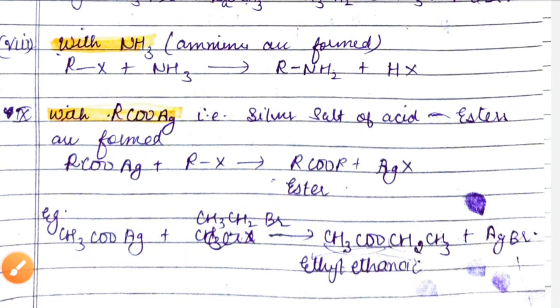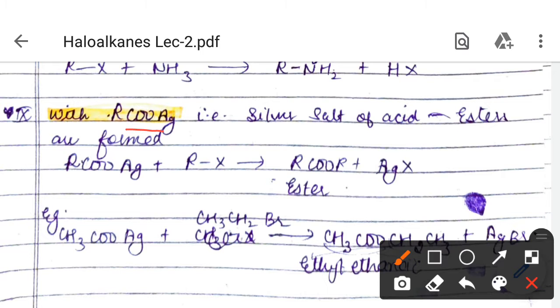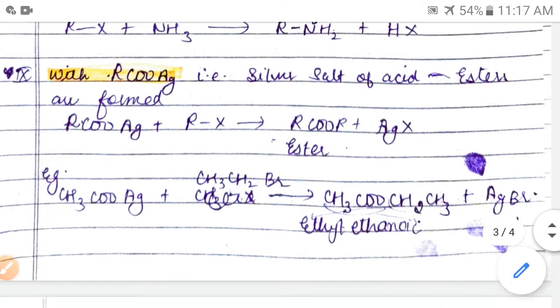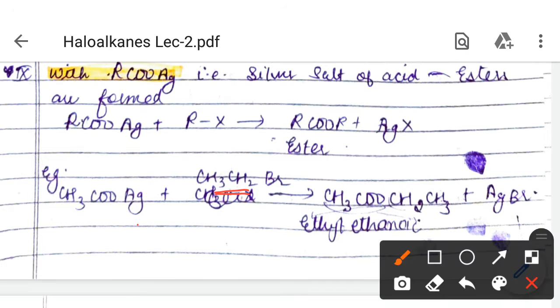And then, if we use the silver salt of an acid, RCOOAg, that is the silver salt of acid, then esters are formed, that is RCOOAg plus haloalkane gives esters RCOOR. Taking up a particular example, instead of R we use CH3, then we get silver acetate, with CH3CH2Br, then we get CH3COOCH2CH3, that is this group replaces silver and we get ethyl ethanoate plus AgBr.